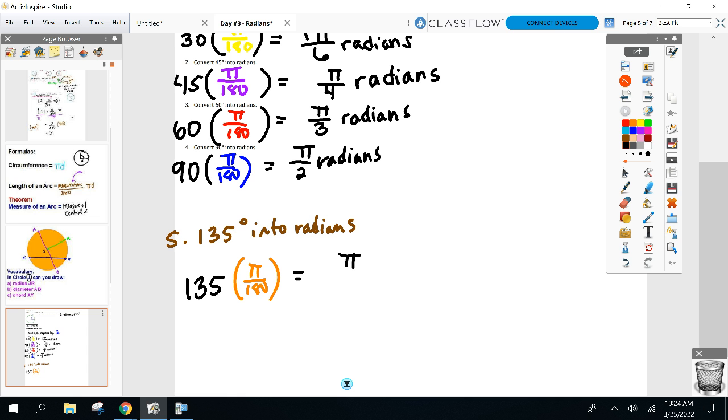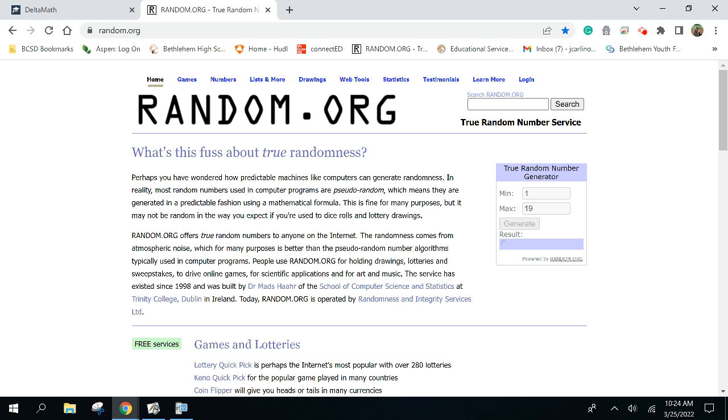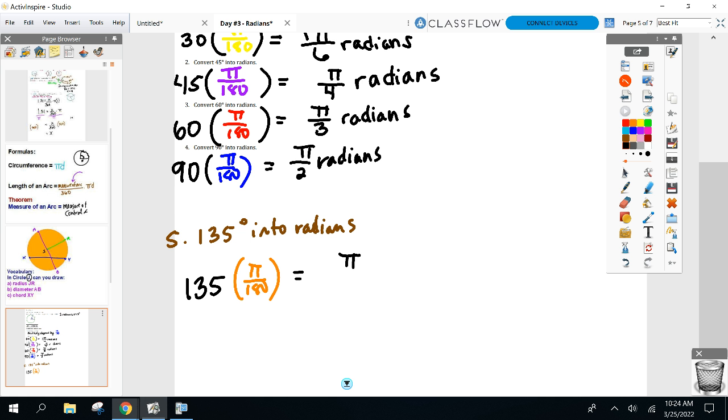So what'd you get for your reduced answer? 3 pi over 4 radians. Okay, so you got 3/4. Now it's 3. Good, Josh. 3 pi over 4 radians. That's how I would write it. I just wanted to do something when there was different than a 1 there.